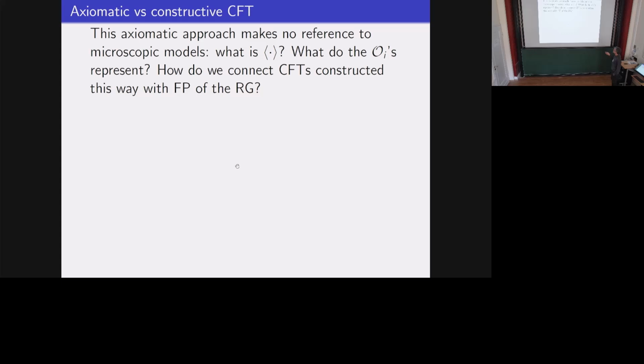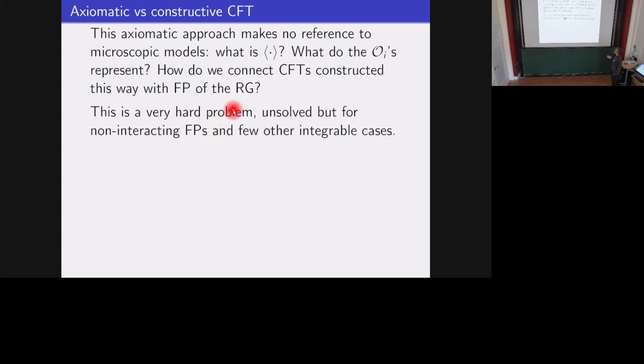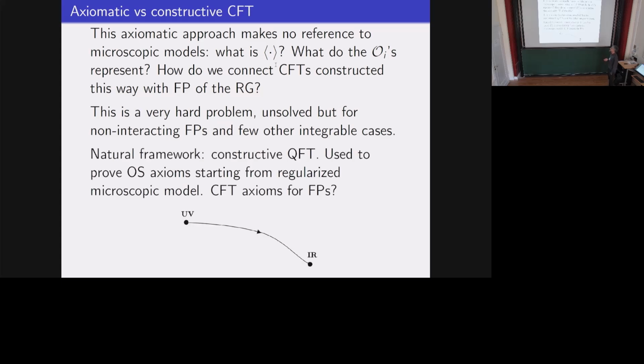So this is more concretely the motivation. We would like to say something about connections of RG fixed points and CFTs, or say the CFT axioms at the basis of the construction. This problem is essentially unsolved, except for non-interacting fixed points, say Gaussian fixed points, and a few other integrable cases. So what is a possible framework to attack this problem?